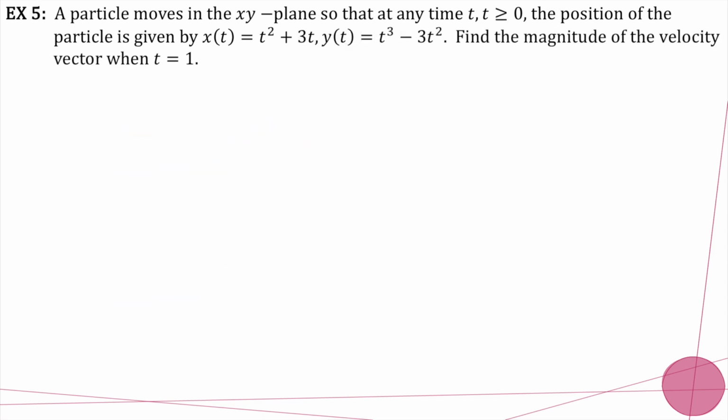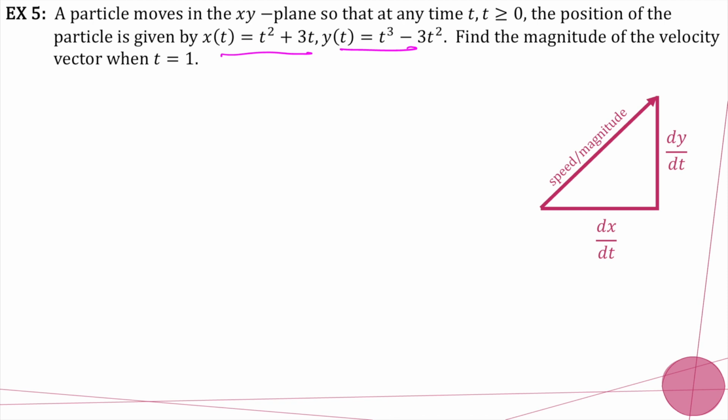Okay, new particle moving in the xy plane, and at any time t greater than 0, the position of the particle is given by, of course, an x component and a y component. Find the magnitude of the velocity vector when t equals 1. What does that mean? Basically, it's the distance formula. Instead of a distance traveled on the curve, this is going to be your displacement.